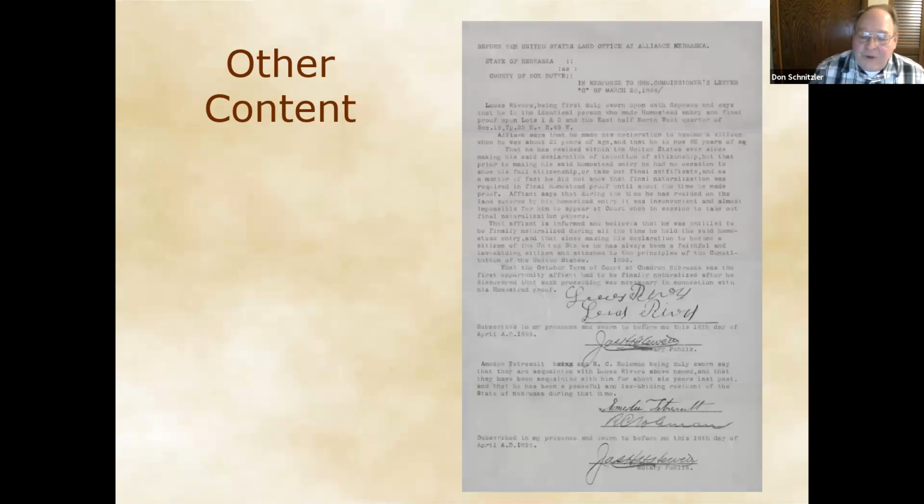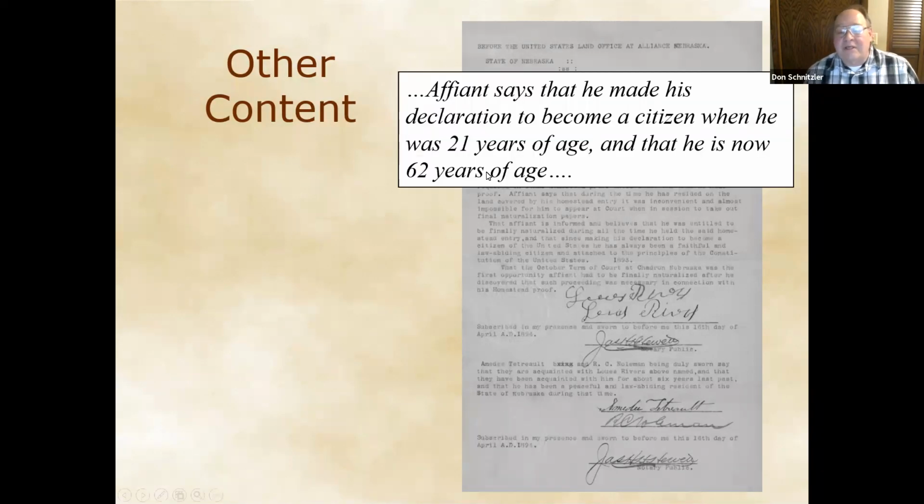I also mentioned that Louis Rivers, this is actually Louis Rivers' signature here. Louis Rivers was from Marshfield. In 1885, he takes off and goes to Nebraska, and he homesteads land. And he actually homesteaded land twice. And in this affidavit, what is interesting is he was getting harassed, or not harassed, but made to prove that he was a citizen. So he said that he made his declaration to become a citizen when he was 21 years of age, and that he is now 62 years of age. And so he thought that he should be naturalized.